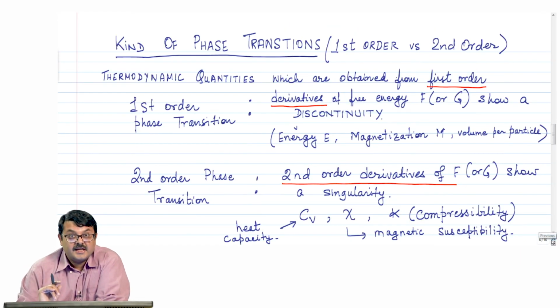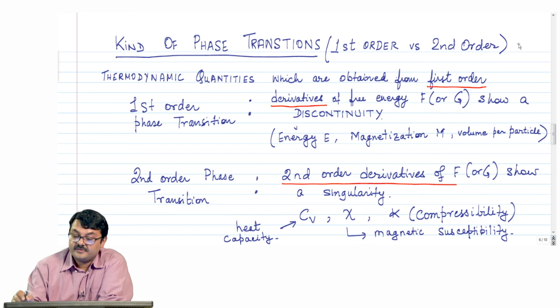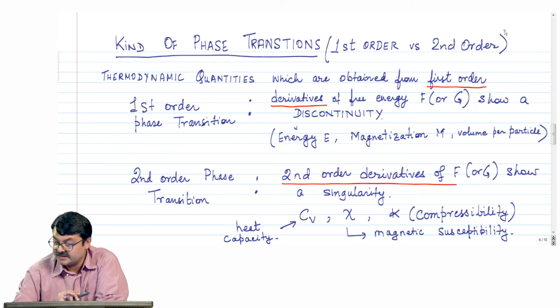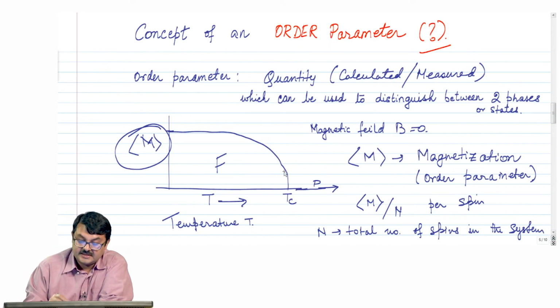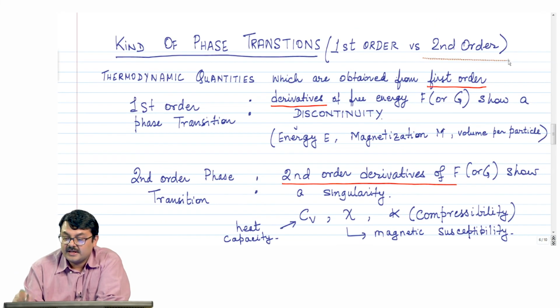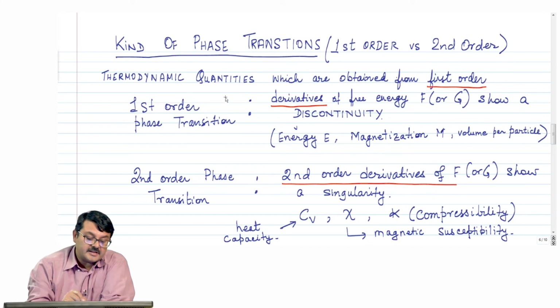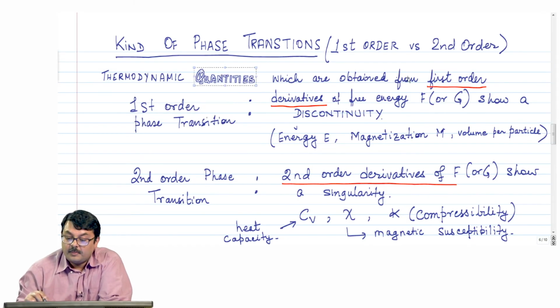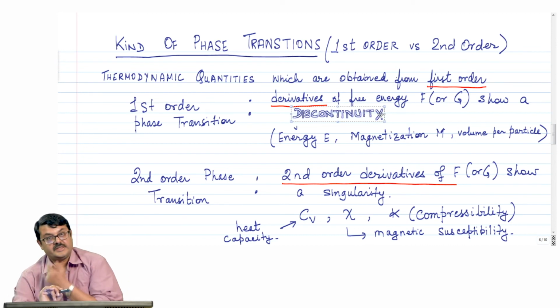And next I shall introduce the idea of phase transitions. You have the so called first order phase transitions and you have the so called second order phase transitions. I shall discuss that the ferromagnetic to paramagnetic transition at Tc is a second order phase transition. But what is a first order phase transition and what is a second order phase transition? So, in a first order phase transition, thermodynamic quantities which are obtained from the first order derivatives of the free energy show a discontinuity. What do I mean by that?